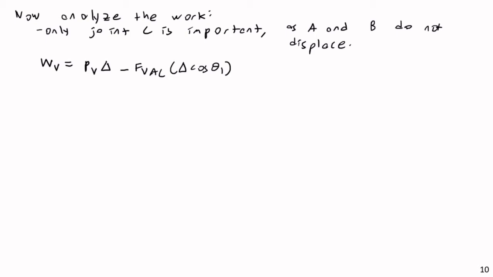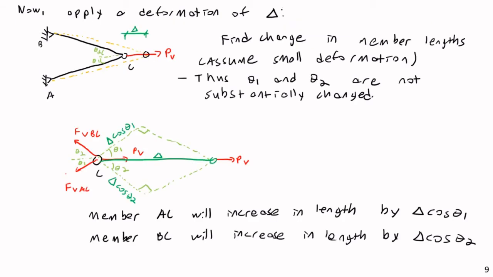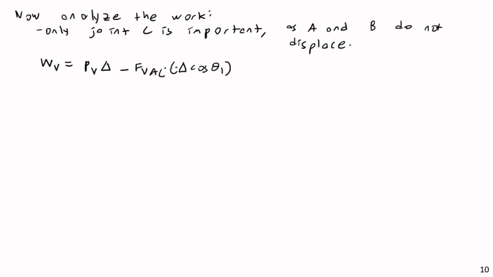Doesn't AC increase by delta cosine theta 2? Or do you write that down? Is it minus another one? Yeah, there's another one. AC, delta cosine theta 1. Yeah, that's what I had. And then I have the other one, yes. Then minus F V BC times delta cosine theta 2.